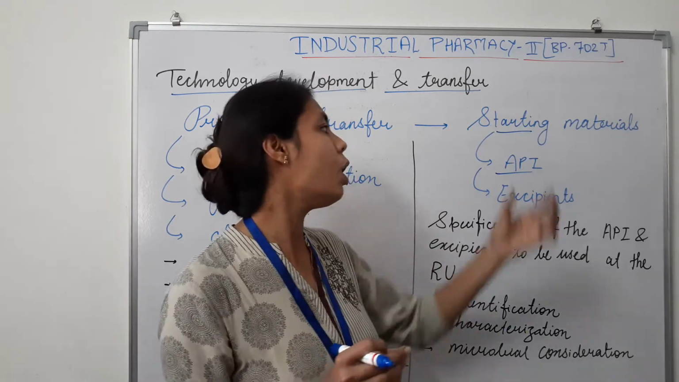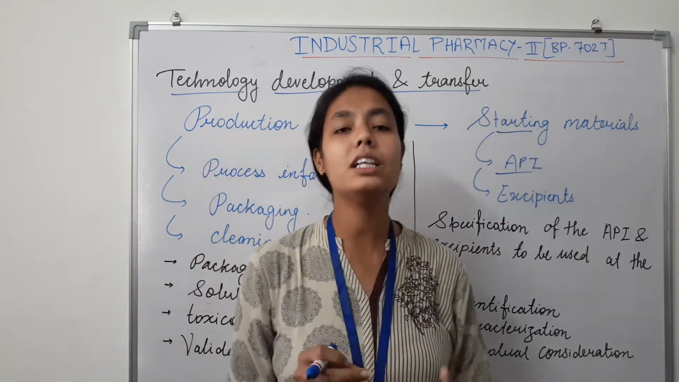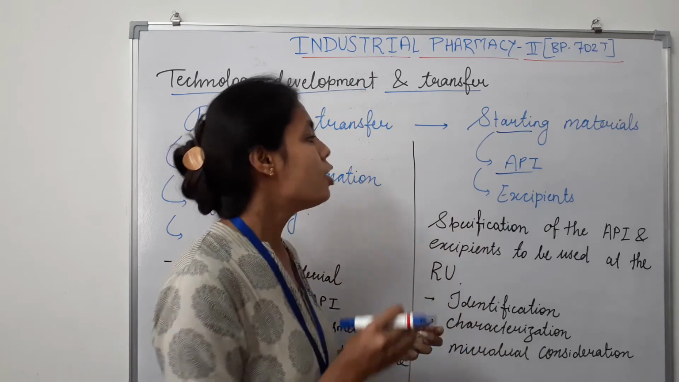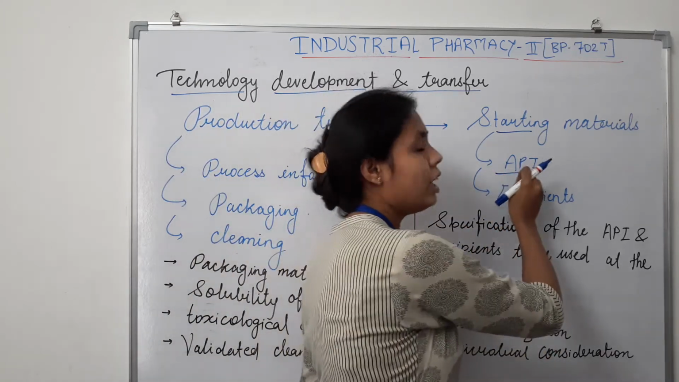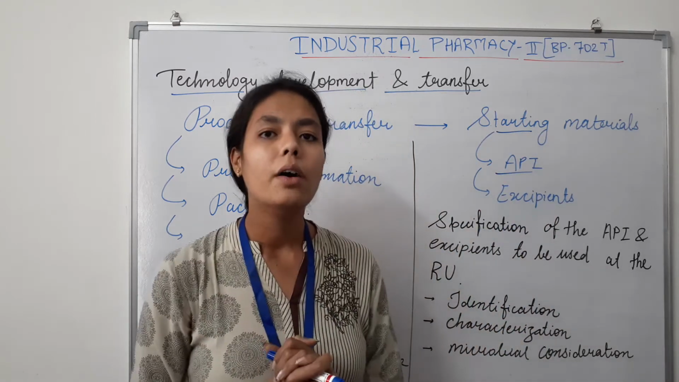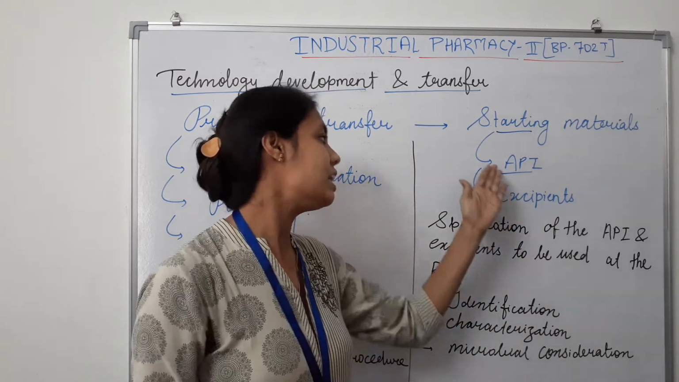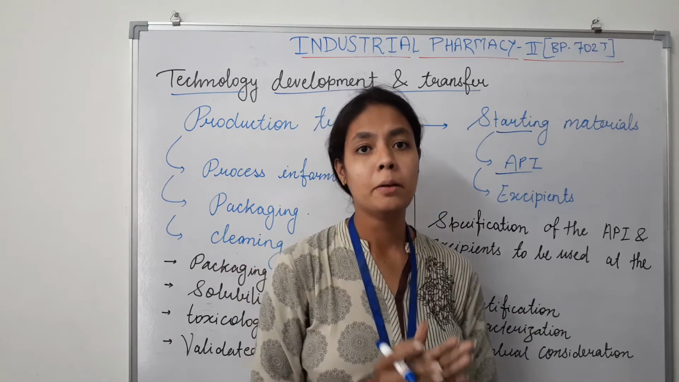So these are all the parameters for which the sending unit should provide all the data related to the API ultimately to the receiving unit. After API, let's talk about excipients.